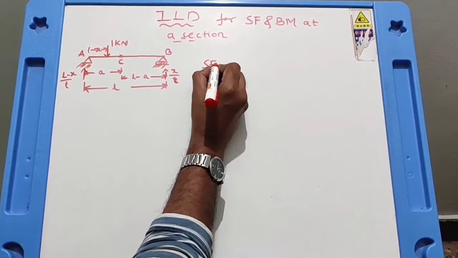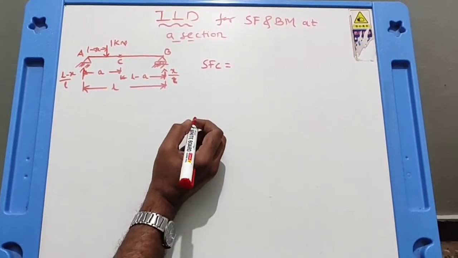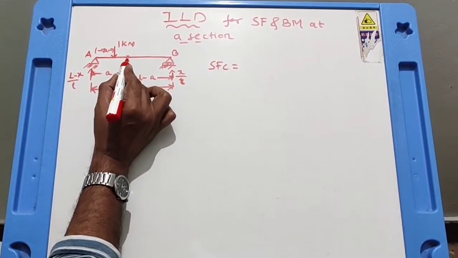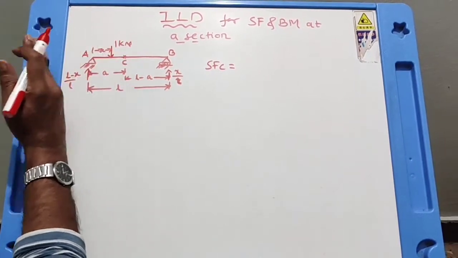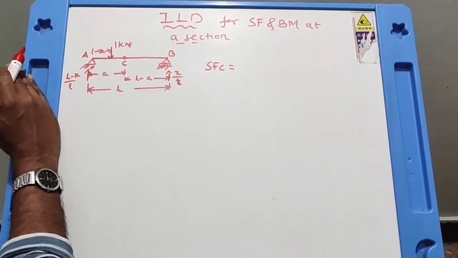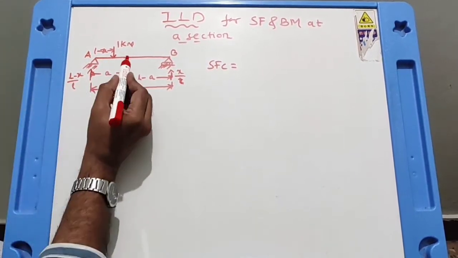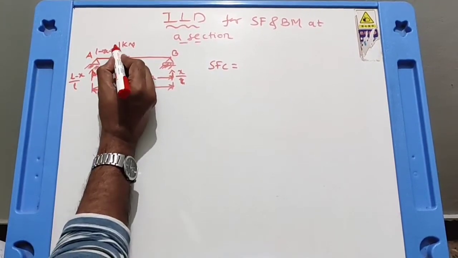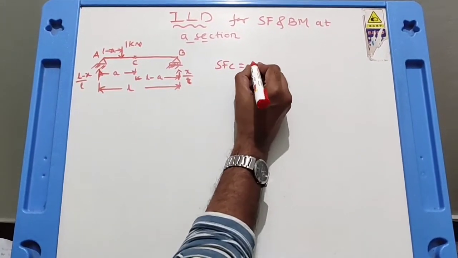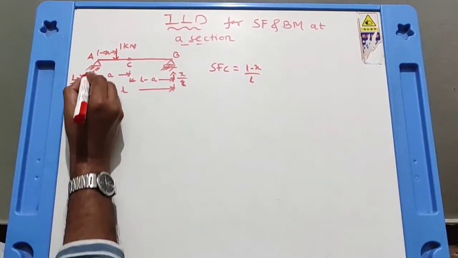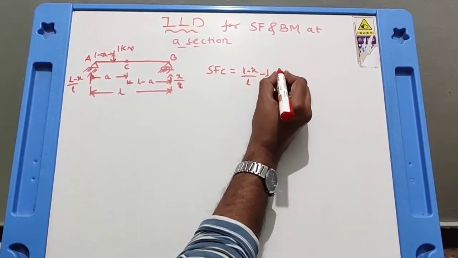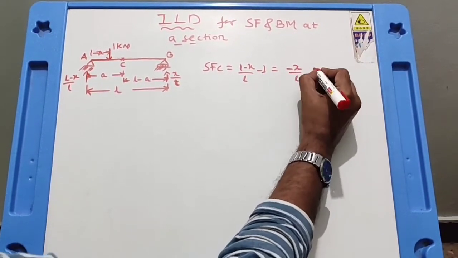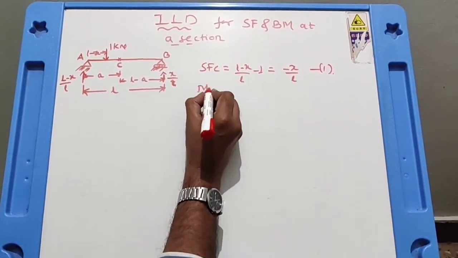So what is shear force at C? You know the definition of shear force. It is the algebraic sum of all the vertical forces on any one side of the section. The section under consideration is C. So shear force is the algebraic sum of all the forces on the left of C, let's take. On the left of C, what is the sign convention? Upward positive, downward negative. On the left of C, how many forces are there? One is the reaction, which is (L minus x) upon L. Another is 1 kilonewton. So (L minus x) upon L, acting upward, minus 1. If you simplify this, L minus L, it becomes minus x by L. Call this equation 1.